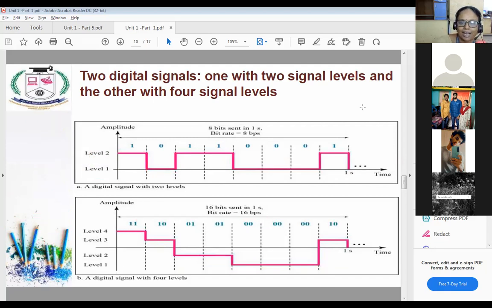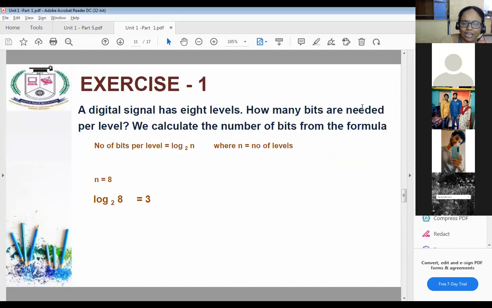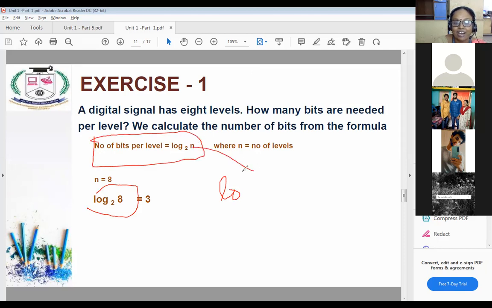Okay. I think this is one of the formulas to calculate the number of bits per level. A digital signal has 8 levels. Now how many bits are needed per level? They are asking your question. Srijit, have you understood? This is the formula to calculate. I think you do not need the formula. Log to the base n. This formula is very important. The number of levels decides how many bits are transmitted.